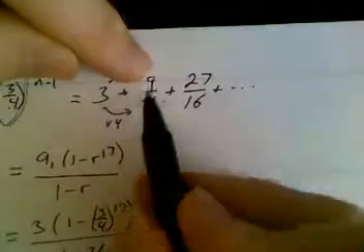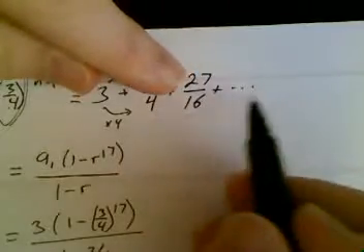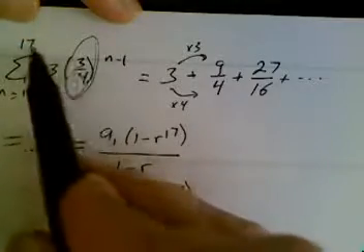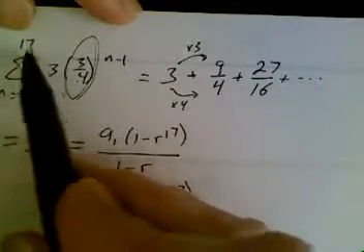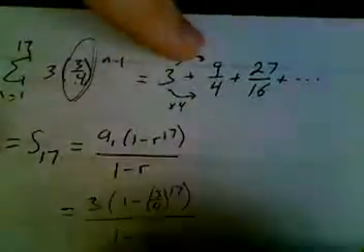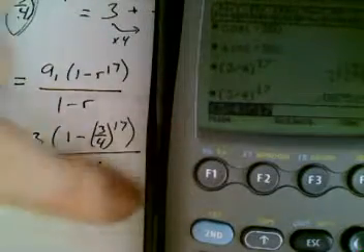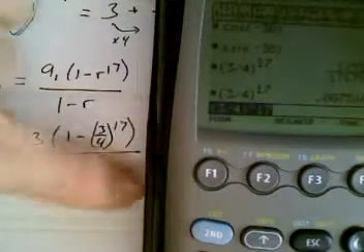I mean, consider it this way. I have 9/4 plus 27 over 16 plus ... until I get to the 17th term. That means I'm going to have 3 to the power of 17 divided by 4 to the power of 17. Those numbers will be very, very nasty. So, in my calculator, I'm going to type exactly as I have here and see if I can come up with a nice answer for this.